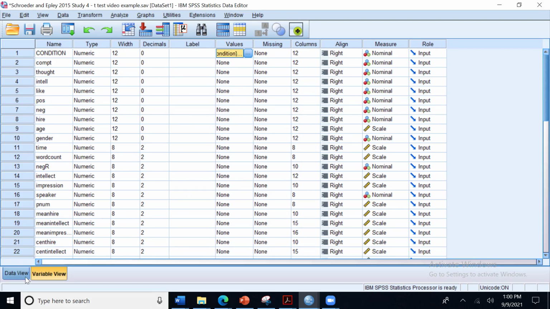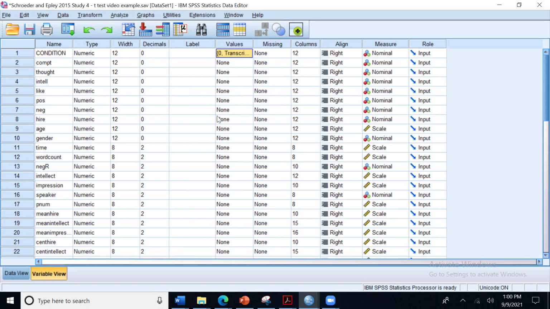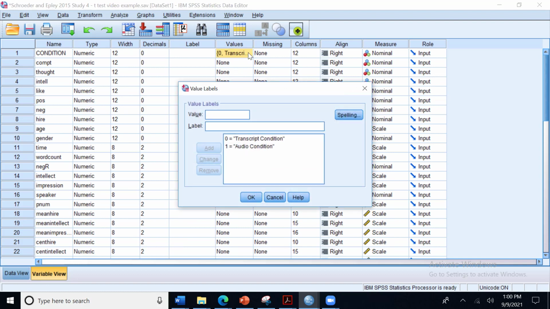So again, I'm toggling down here. This is my data view. This is all my data. If I want to see what these 0s and 1s mean for condition, I go here, I go to values, and see these 3 little dots here. I click that, and it can tell me.